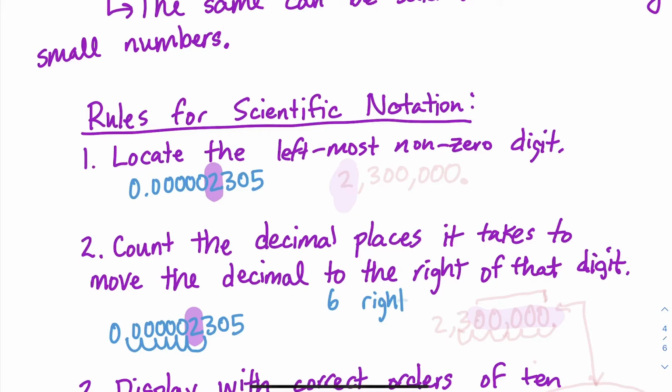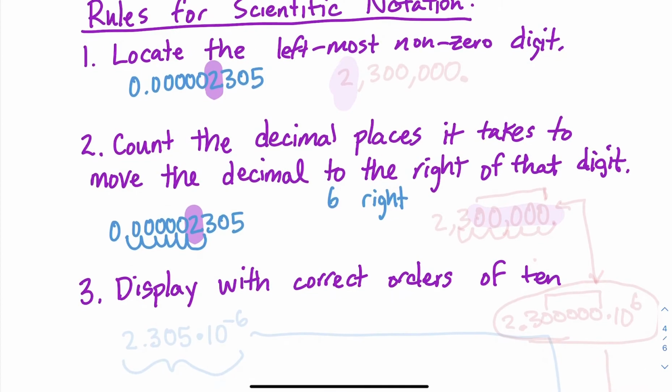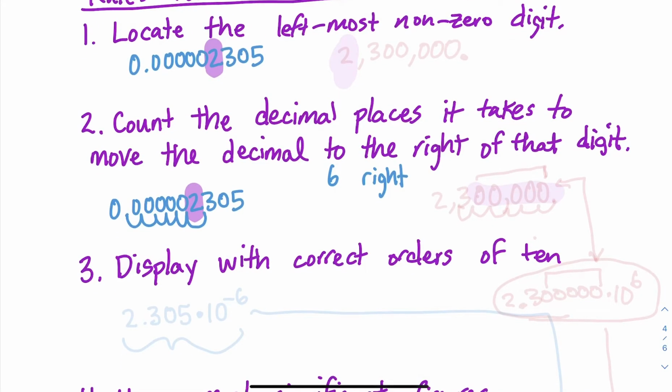6 to the right. And so with that being said, bring it on down to step 3, we display with the correct orders of 10. So in this case, we would have to realize that if we move, we still want to be mathematically accurate and consistent. So if we move the decimal point here to 2.305, we need to multiply by 10 to the negative 6 orders of 10. And therefore, this is called scientific notation. And that right there is scientific notation.